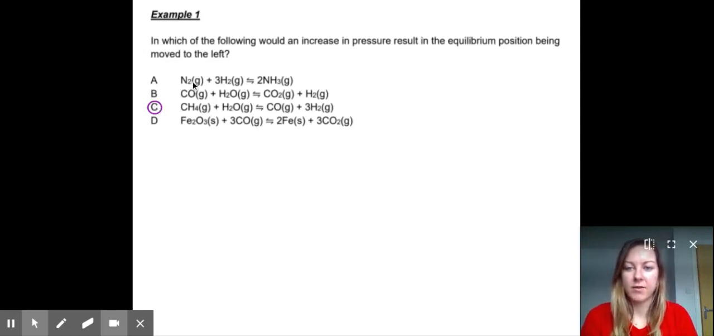As we can see, we have 4 moles of gas on the left in A and only 2 on the right, so that's not good. We have 2 moles of gas on the left for B and 2 on the right, so that's not going to be affected at all by an increase in pressure. C, we have 2 moles of gas on the left and we have 4 on the right, so that is the one where we have the least number of moles on the left-hand side. And the one at the bottom as well, we have 3 moles of gas on the left and 3 on the right, so that's the same. It's not affected by equilibrium.